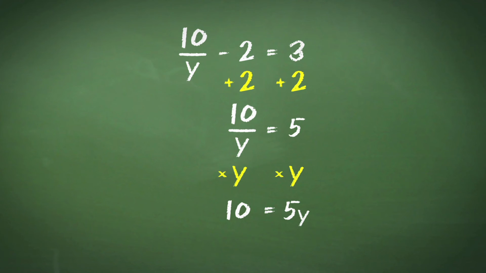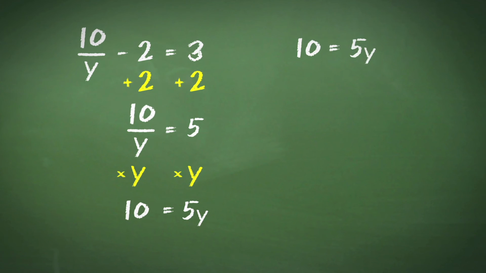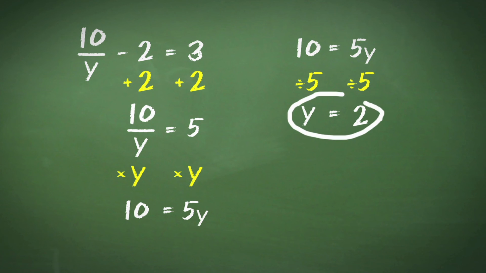To get the answer, we need to do our final step. To get from 5 lots of y to just 1y, we must divide by 5. And of course, we have to do this to both sides. 10 divided by 5 equals 5y divided by 5, giving us an answer of 2 equals y, or y equals 2 if we turn it round.